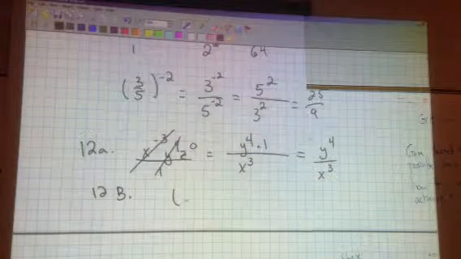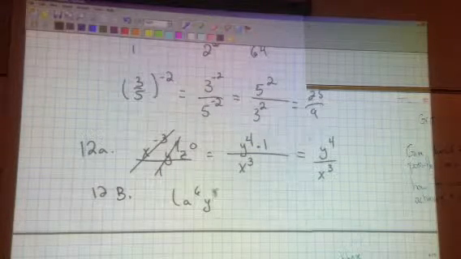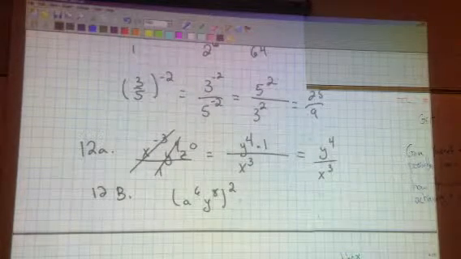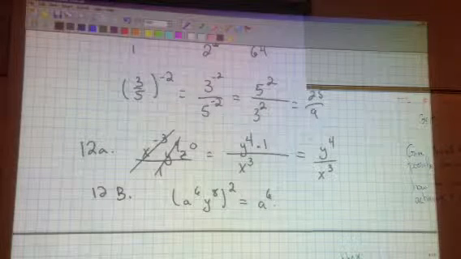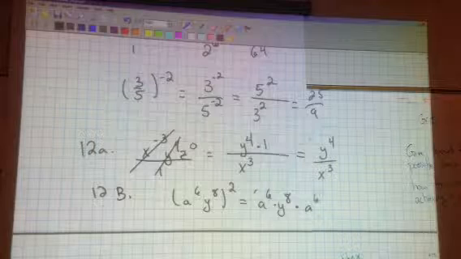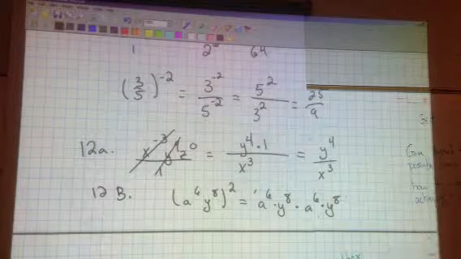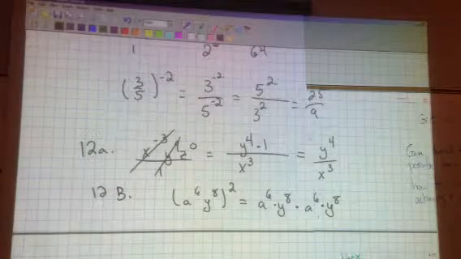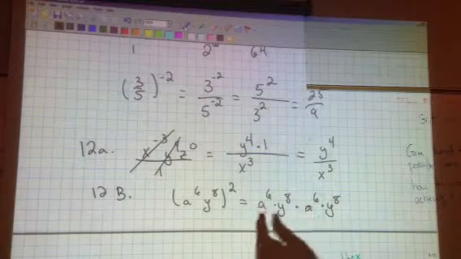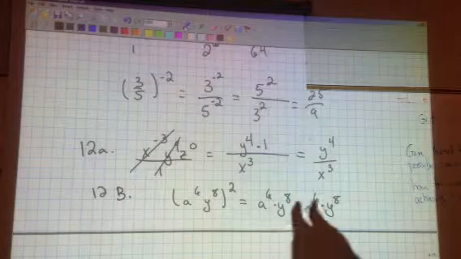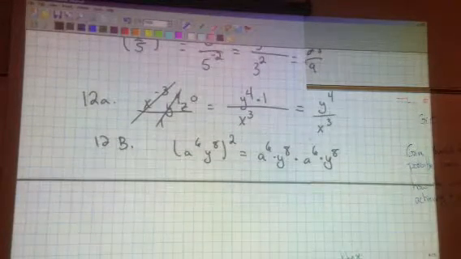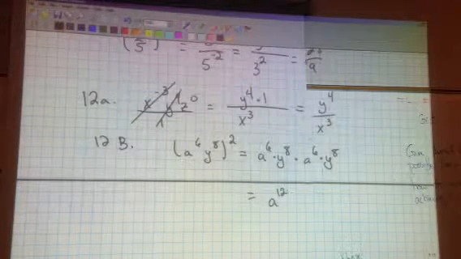Oh, we got 12b here. So I have a to the 6th, y to the 8th, squared. So this is a power of a power rule. If you want to think about it, this is really like a to the 6th times y to the 8th times a to the 6th times y to the 8th, because it's squared, it's multiplied by itself. So when I go ahead and simplify this, I have 6 a's being multiplied here, and I have another 6 a's being multiplied here. So I have a total of 12 a's being multiplied.